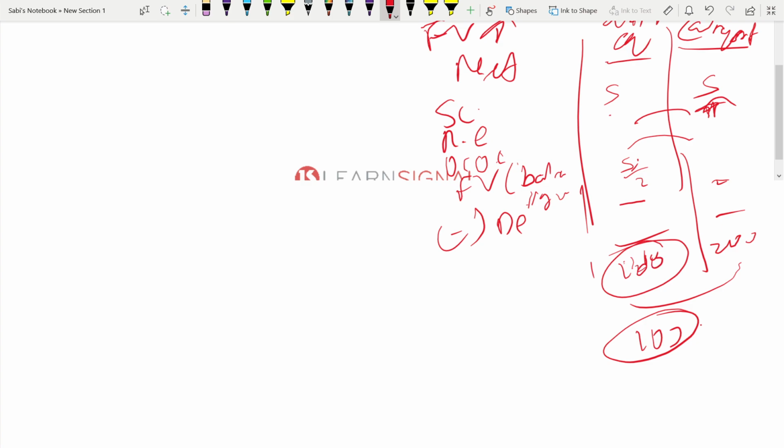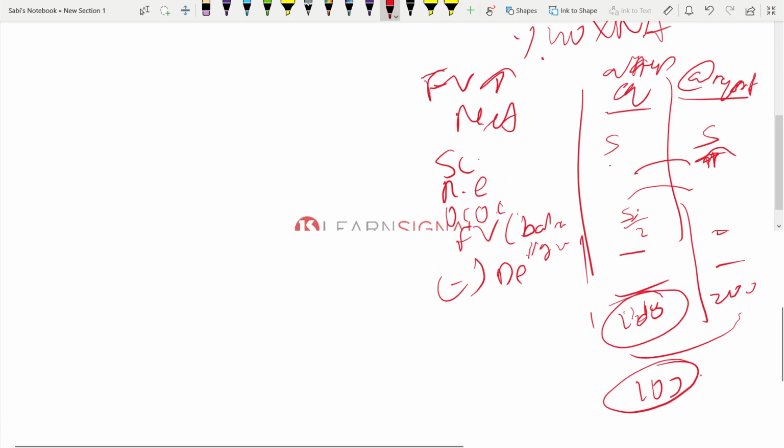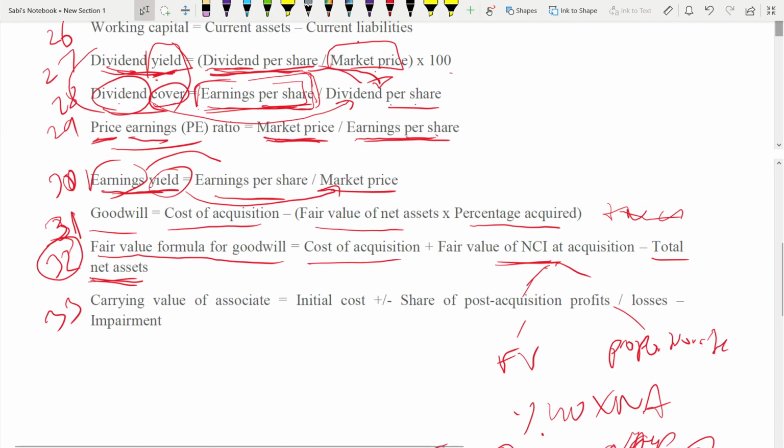Understood? Sometimes what happens, they give you this 100 and they tell you, then you can find the balancing figure. Sometimes they don't give you this 100. You have to find out like this, add 5 and then you will get. Okay? And fair value adjustments, you have to include for both, at the date of acquisition as well as this one, it will be same only. Okay? So this is the table. Remember that table when net asset comes.